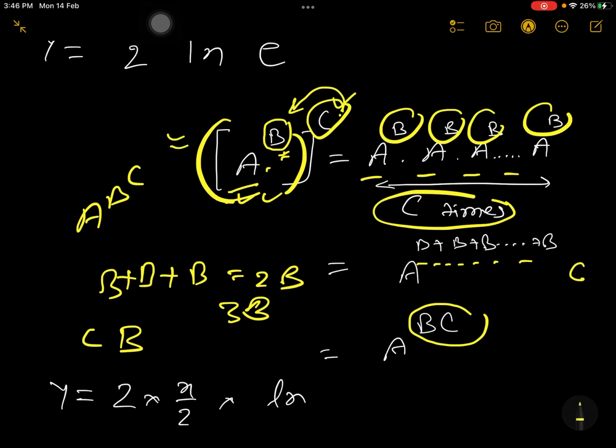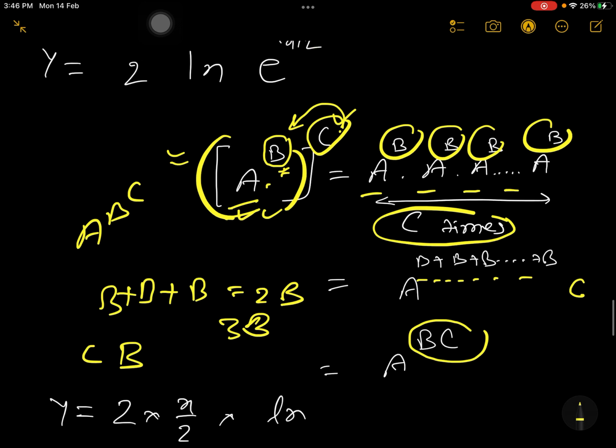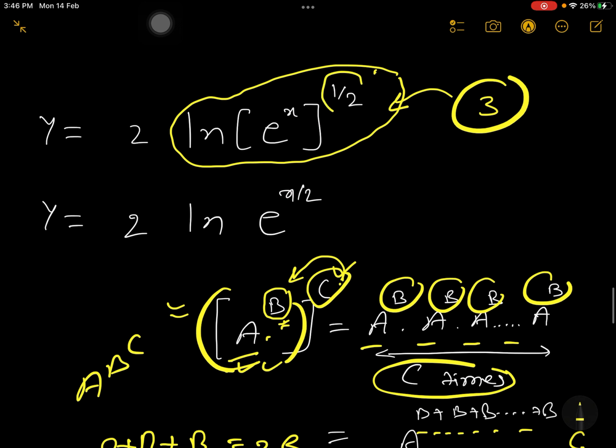If you have done this, congratulations. If you have not done this, then learn this now. So this and this, you can multiply together, so it will be x by 2. So this property is over. After that, you have one property in log, that this quantity will come to the left side. So that is the second concept.